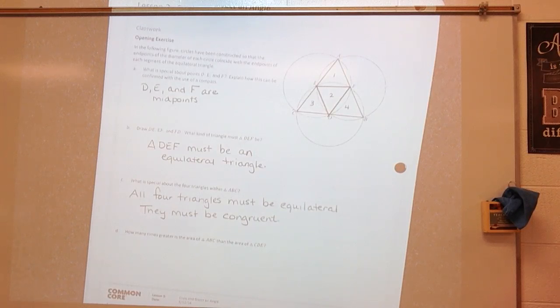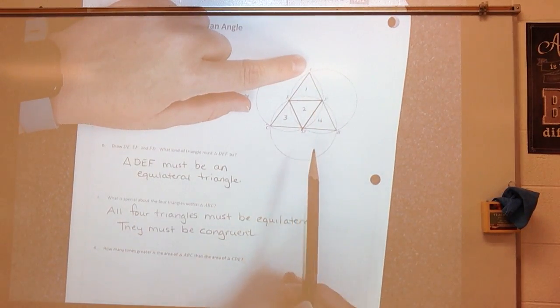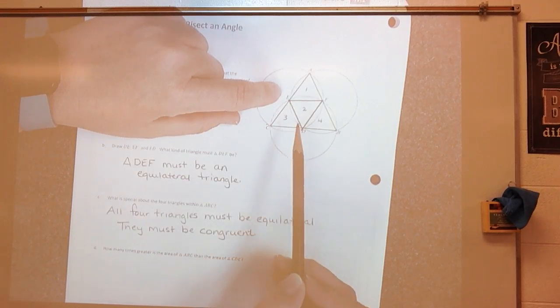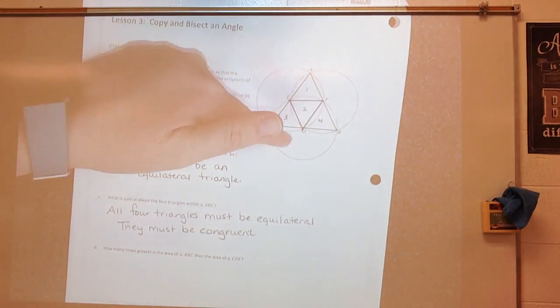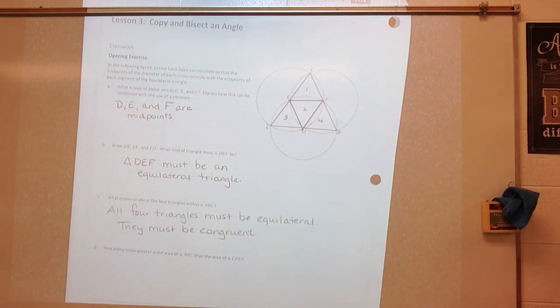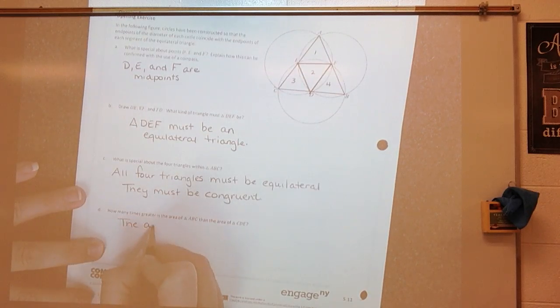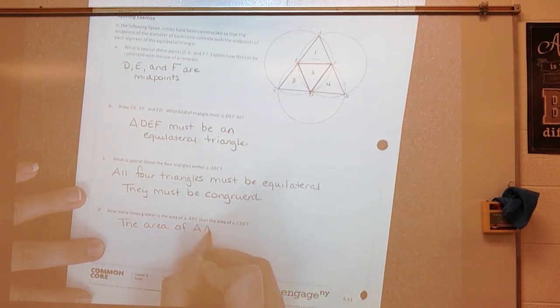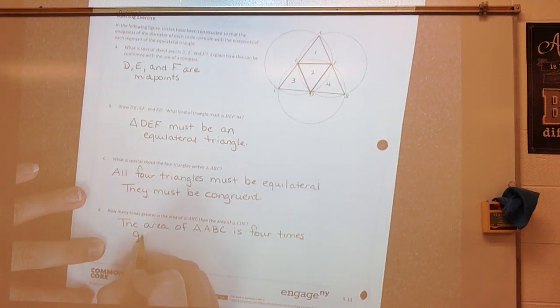How many times greater is the area of triangle ABC than the area of triangle CDE? Well, let's look at this. ABC is our big triangle, and I'm looking at CDE, triangle number 3. So how many times bigger is ABC than CDE? Well, how many triangles did we divide it into? We divided the whole triangle into 4 triangles, so therefore, the area of triangle ABC is 4 times greater than triangle CDE.